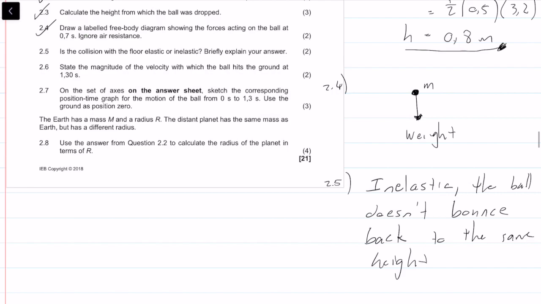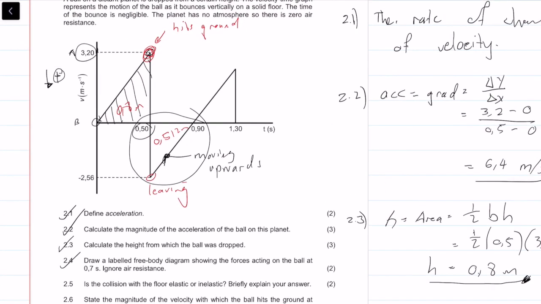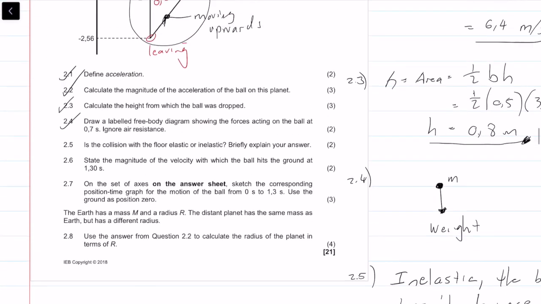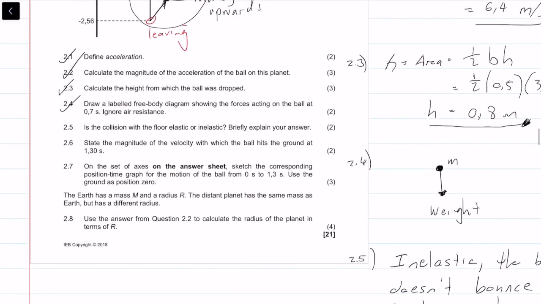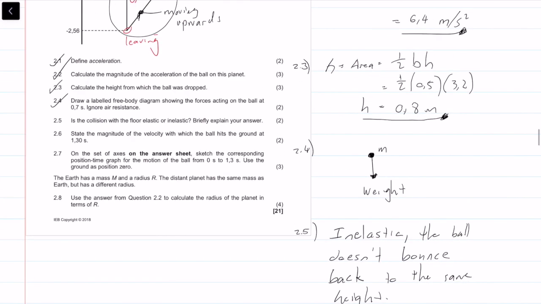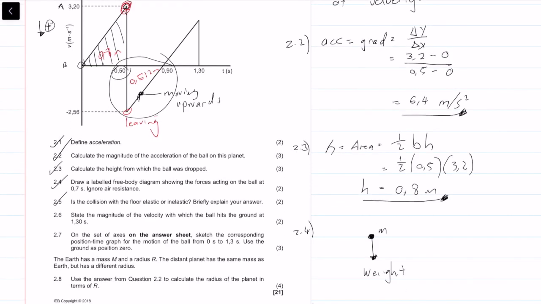Okay, also we could have noticed that the velocity here basically doesn't bounce back to the same height, so it is an inelastic collision. Okay, so we get our 2 marks there as well. Okay, question 2.6. State the magnitude of the velocity with which the ball hits the ground at 1.3 seconds.